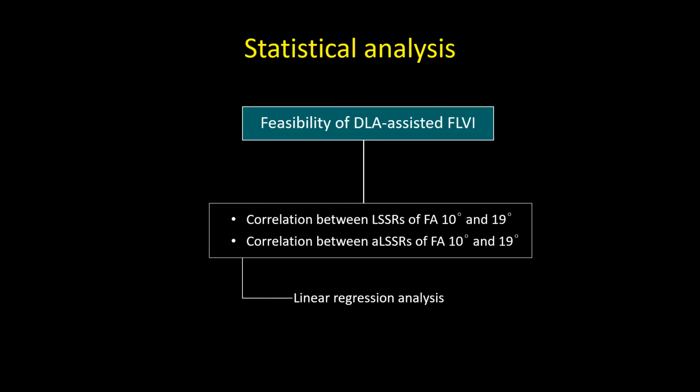The feasibility of the functional liver volume index in correcting for the effects of the MRI parameters on aLSSR was evaluated by the correlation between non-adjusted aLSSRs and the correlation between adjusted aLSSRs by linear regression analysis.